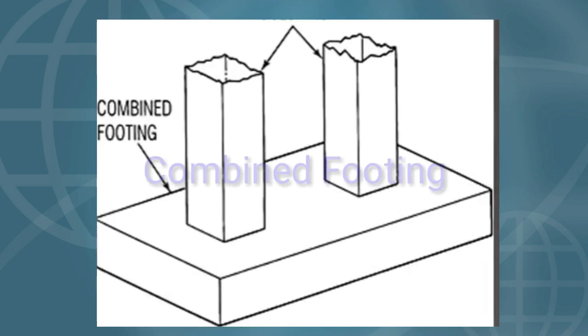Okay, next one, you are now seeing this picture. This is combined footings. When 2 or more columns are supported by a footing, it is called combined footings. This footing may be rectangular or trapezoidal in plan. Okay, so this combined footing is used in 3 situations. Whenever these 3 situations come, only then we use combined footings. So now I will tell what the situations are.